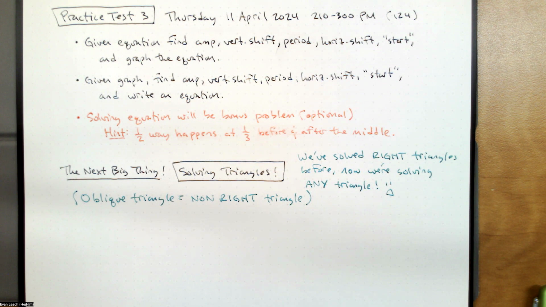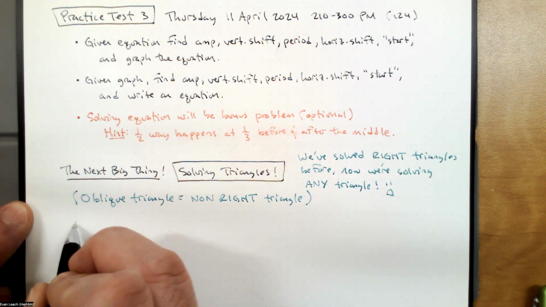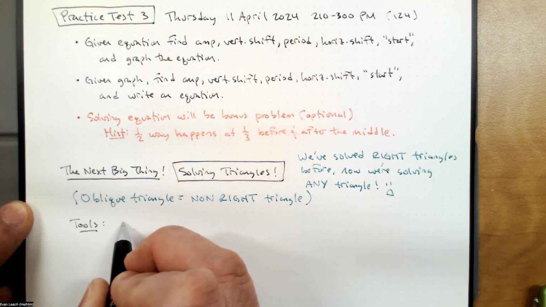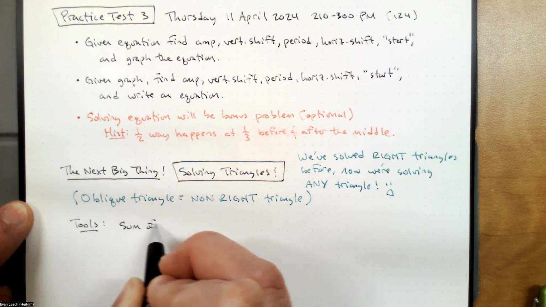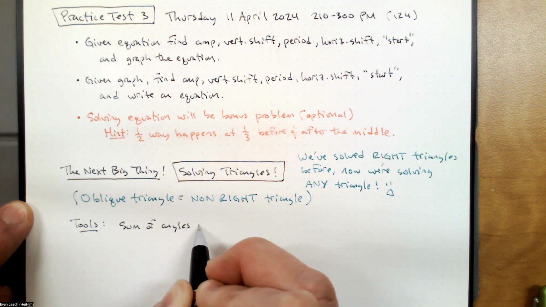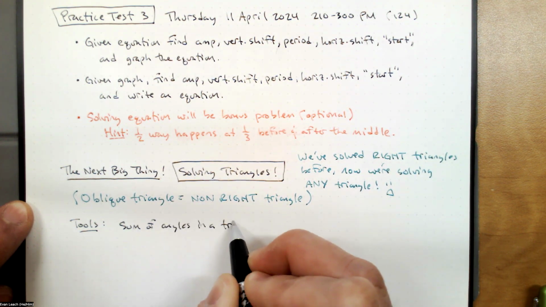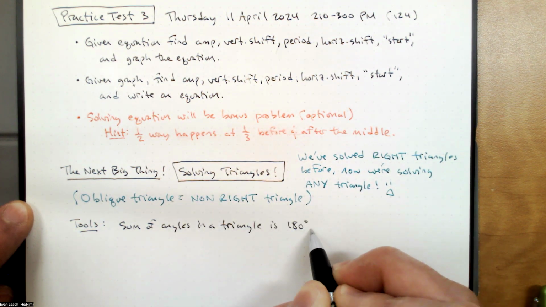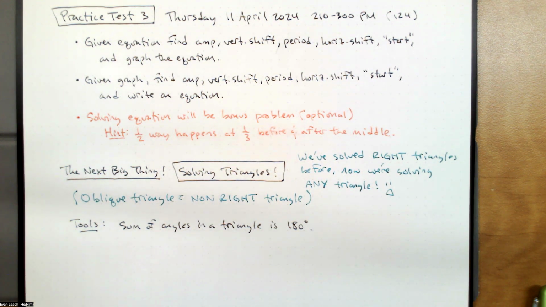Only one of our tools from before translates. The sum of the angles in a triangle is 180 degrees. The sum of the angles in any triangle is 180 degrees. That tool still applies.